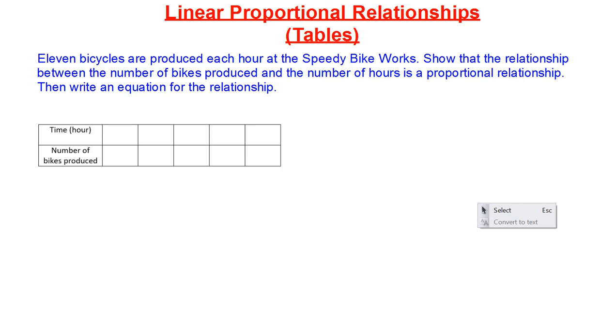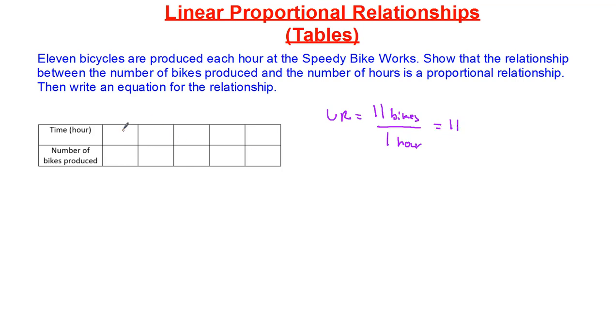In this case, I'm given a blank table, so I'm going to have to create a table on my own. So I need to find a unit rate first. 11 bicycles are produced each hour at the Speedy Bike Works. Show that the relationship between the number of bikes produced and the number of hours is a proportional relationship, then write an equation for that relationship. So my unit rate is going to be equal to 11 bikes that are produced each hour, so 1 hour. All right, so 11 over 1, so it should be 11.